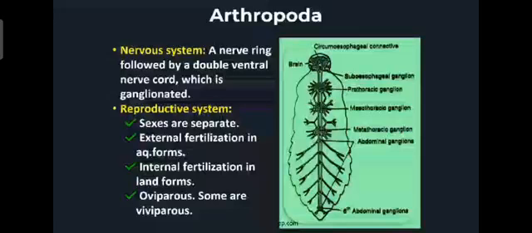Clear? Then here you will find the animals are mostly oviparous. Oviparous means egg laying animals. They lay eggs and from the egg the young one comes out. And some are viviparous. Viviparous means they give birth directly to the young one. Clear? So here development may be direct or indirect.